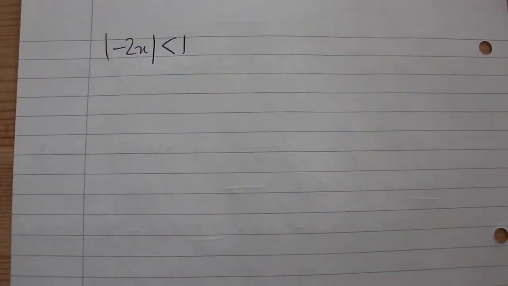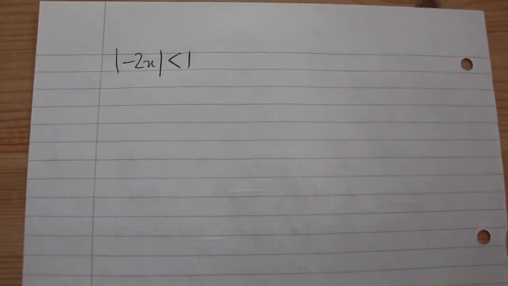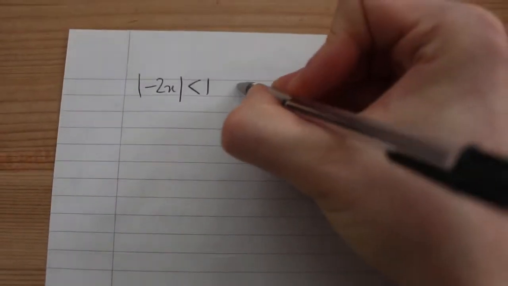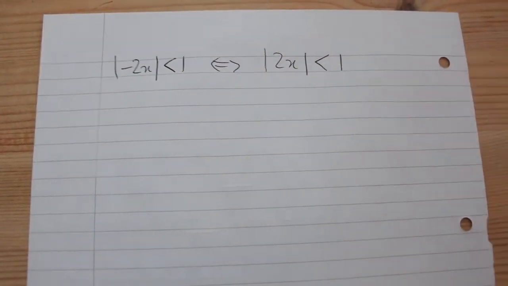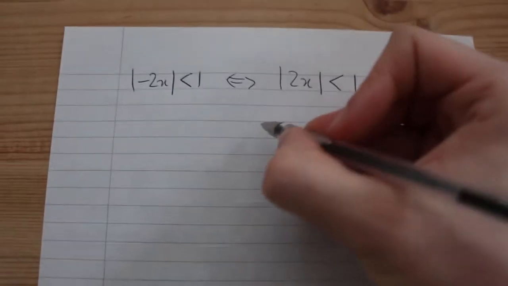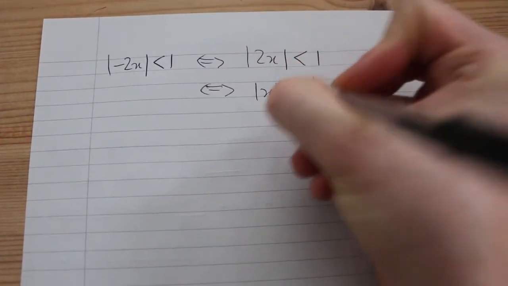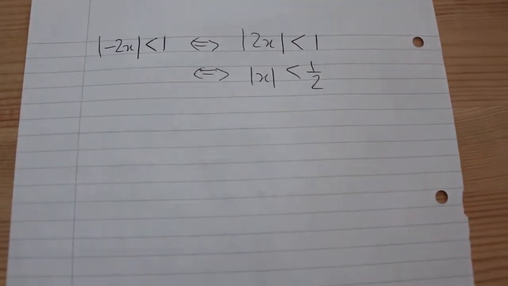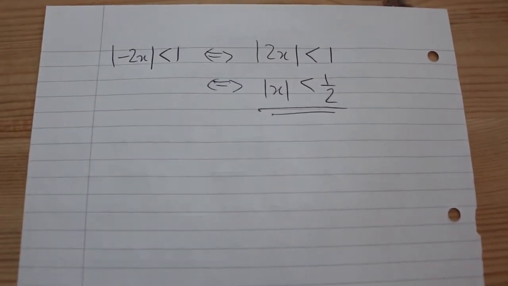Can we simplify that any further? Well, we can. The modulus of a negative is the same as the modulus of a positive, so this is the same as the modulus of 2x is less than 1. And then if we divide both sides by 2, we obtain the modulus of x is less than a half. So this is when the expansion is valid.